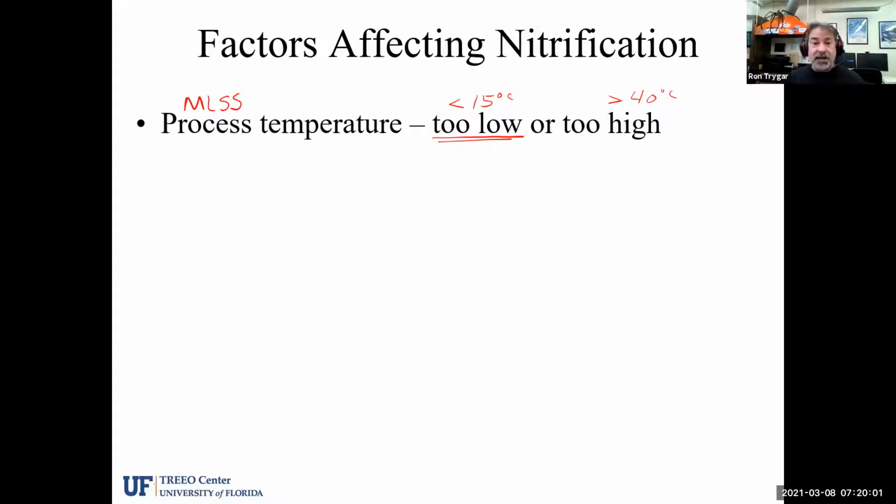We might start seeing mixed liquor temperatures that stay pretty constant, let's say above 25 degrees Celsius. So we don't see as many temperature problems with nitrification in those areas as we do in this part of Florida where I'm at, in the north central Florida area. In fact, we had frost all over our vehicles this morning, and it's March 8th, and we had a good layer of frost all over everything when I got out to work this morning.